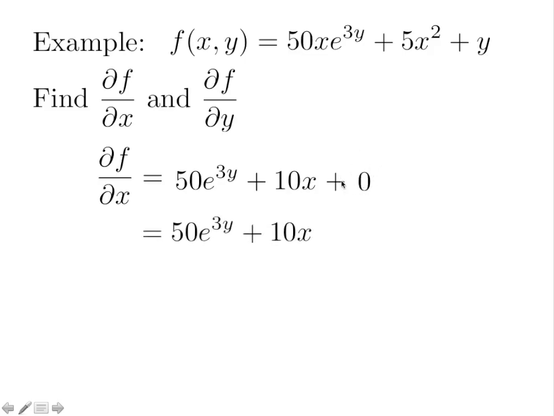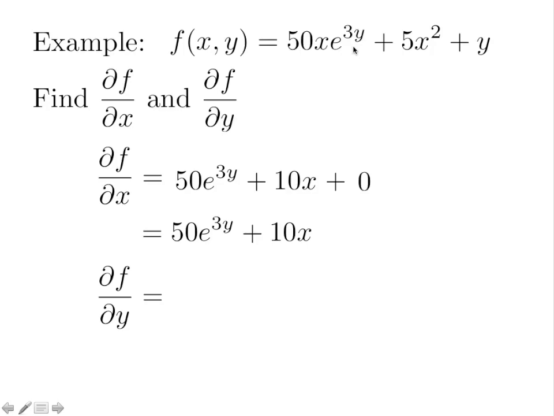If you eliminate the 0, this is what you get for partial f partial x. Next, we need to find partial f partial y. So in this case, you're going to treat x as a number. Once again, you can imagine x as an actual number like 2 or 3, and then you have 50 multiplied with that number or that constant. You have 50x times e to the 3y.